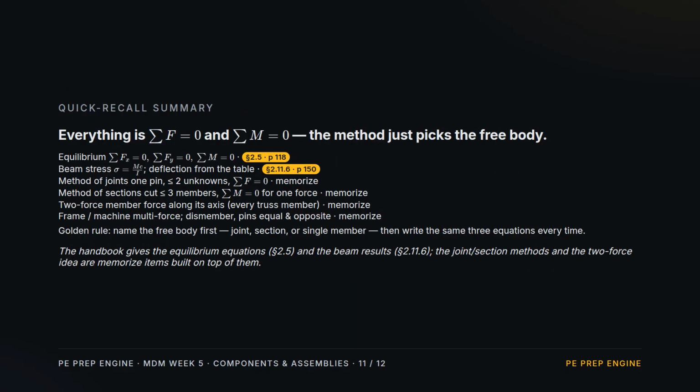Quick recall. It all reduces to force and moment equilibrium. The method only chooses the free body. Method of joints takes 1 pin and 2 force equations. Method of sections cuts 3 members and takes 1 moment equation for 1 force. A truss member is 2 force, axial along its axis. A frame member is multi-force, so you dismember and match pin forces across joints. Beams are the week 1 recap, bending stress and table deflections. Golden rule. Name the free body first, then write the same 3 equations.